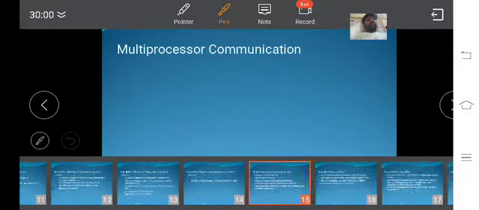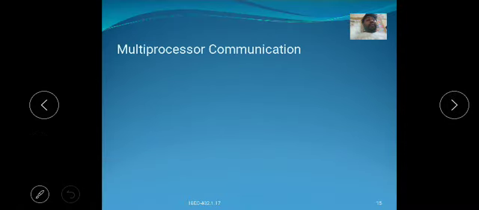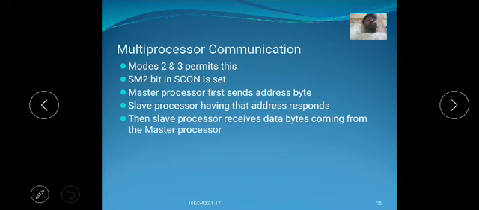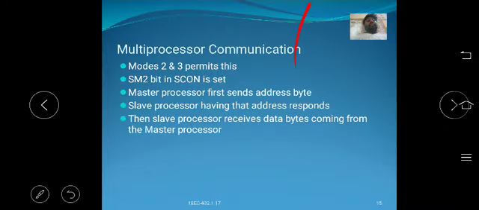Multiprocessor communication. Modes 2 and 3 permit multiprocessor communication, and the SM2 bit in SCON is set.